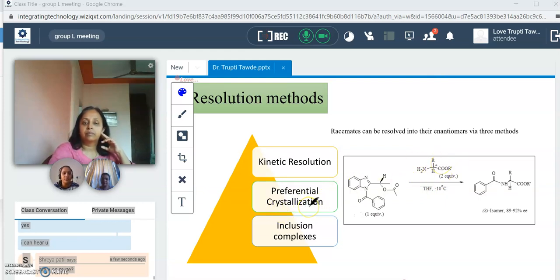Or we can go for the preferential crystallization. We can go for the crystallization process. Basically it is the solubility difference between the two enantiomers, and the inclusion complexes, for example like crown ethers. So we can say in the cavity of the crown ethers, one of the isomers will be trapped and the other isomer will be free, so we can separate the two isomers.